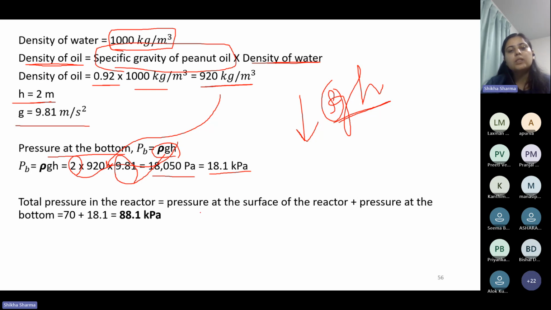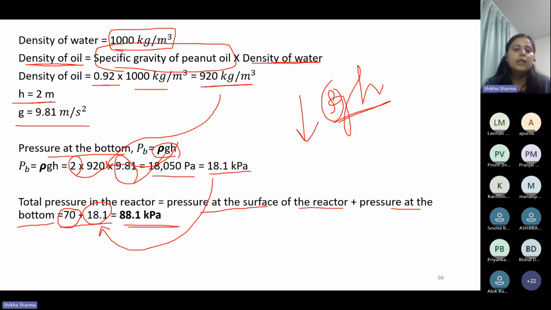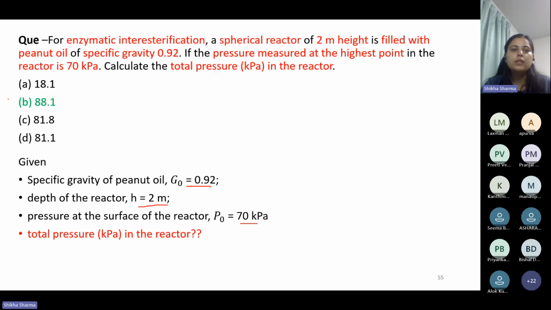And the total pressure in the reactor is the pressure at the surface of the reactor plus the pressure at the bottom. The pressure at the surface is 70 kilopascal, given in the question, plus the bottom pressure of 18.1 kilopascal, which we just calculated. 70 plus 18.1 is 88.1 kilopascal. So option B is correct.